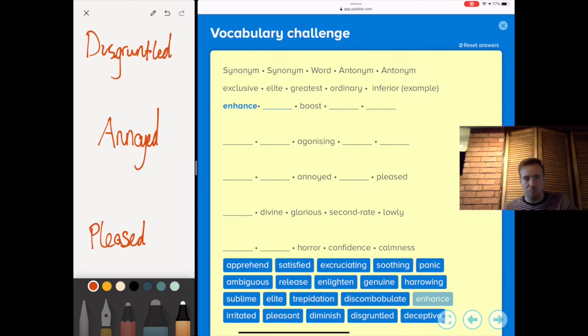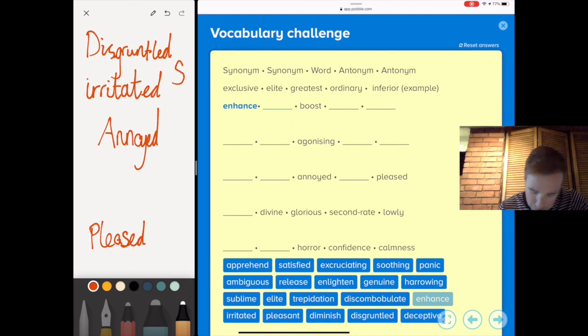Say you went to the shop and they were sold out of what you wanted, you'd be disgruntled. You'd just be a little bit, oh, for goodness sake, well, I'm not very happy about that. That's sort of disgruntled. It's not really, really cross. It's just inconvenienced, I suppose, would be a good one to describe disgruntled. So you've got disgruntled, and then you've got irritated. So disgruntled, irritated are your synonyms.